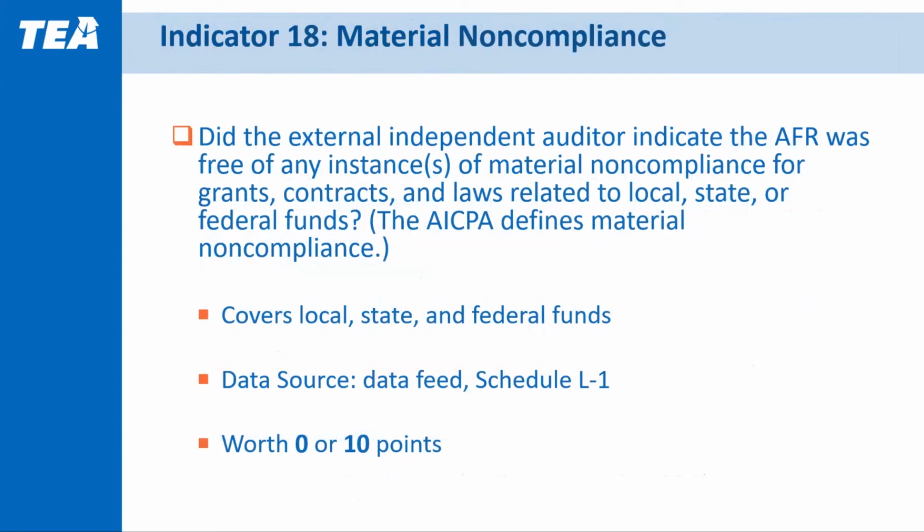And then this question is for material noncompliance. This is material noncompliance over the audit letters in the back of your audit, so over state, local, federal grants, contracts, laws. If you have material noncompliance, then you would lose 10 points.